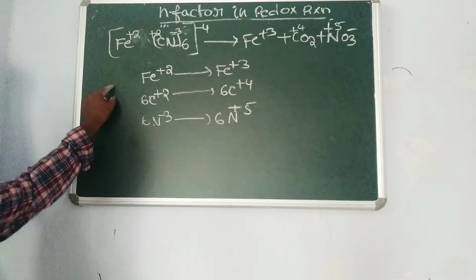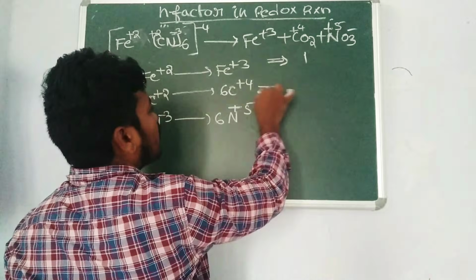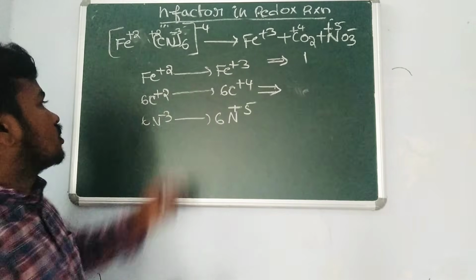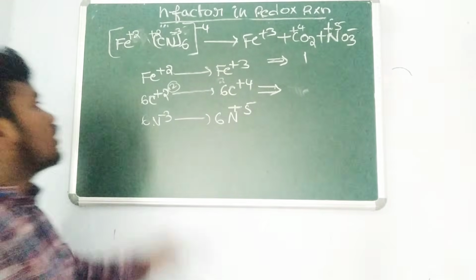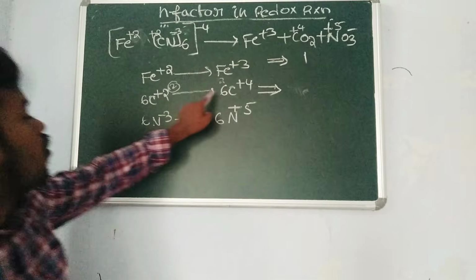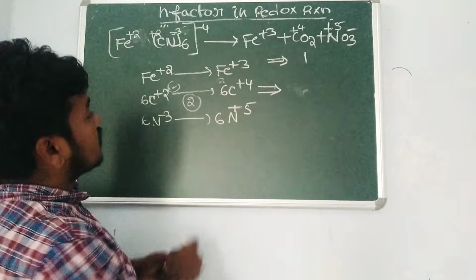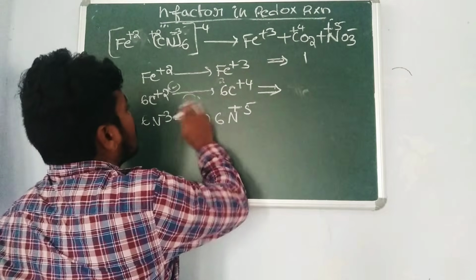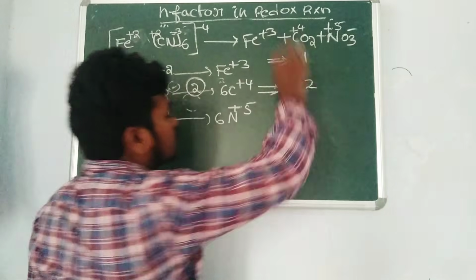So what is the change in the oxidation state here? Here it is 1. Here it is what? 6 2s are 12. So here what will happen? One carbon is changing from +2 to +4. So for one carbon it is 2. But how many carbons are present here? Here 6 carbons are present. So that's why we can write the change in the oxidation state for carbon is 2. So for 6 carbons, we can write 12 here.